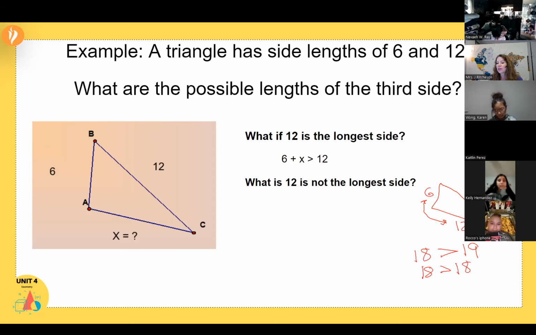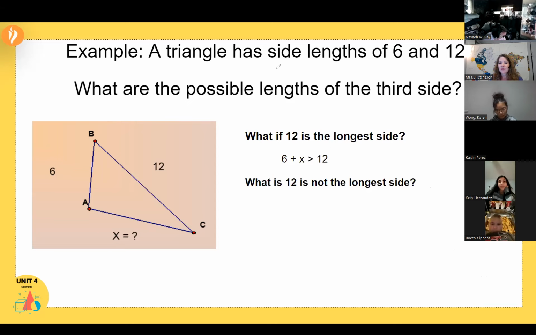However, what if this were 17? Would that work? Remember, you add the two shorter sides. 6 plus 12 must be greater than the longest side. So 6 plus 12 is 18. 18 is greater than 17. So the longest this side could be is 17. Do you understand?